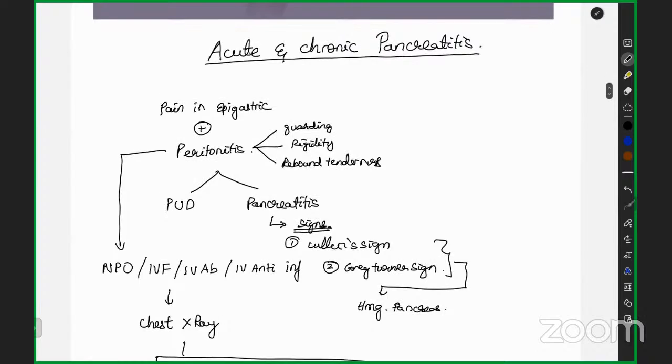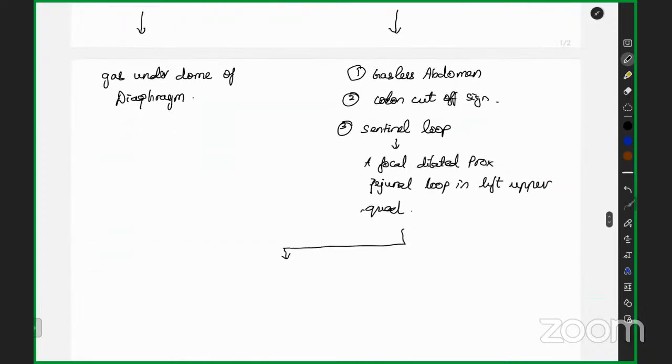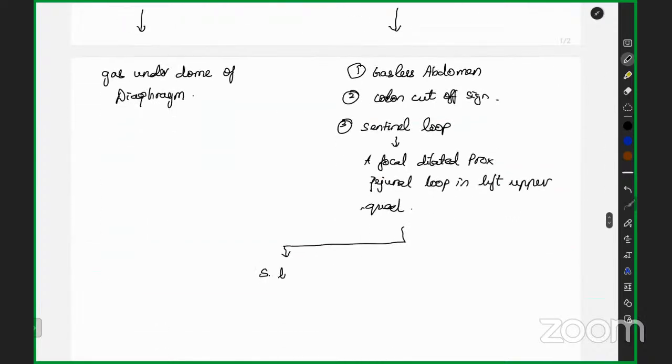Now what happens? I'm going to go for a serum lipase level, and then I'm going to check the serum amylase level. So I'm going to ask the patient to order the following investigations: serum amylase and serum lipase. These two are the pancreatic function tests.